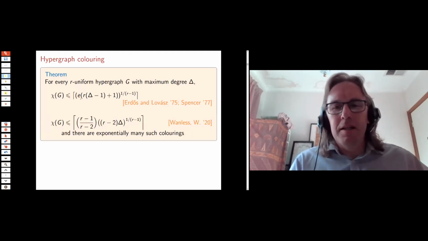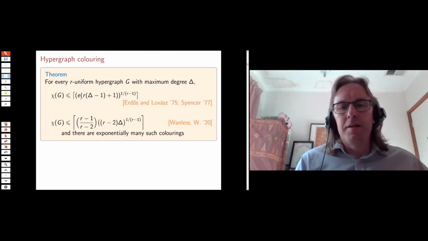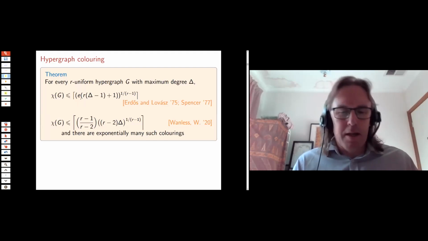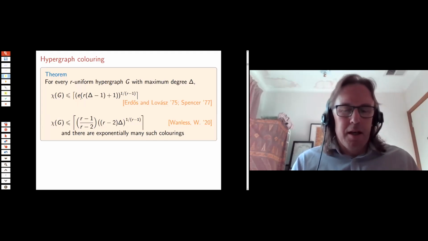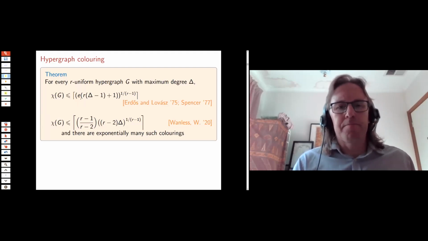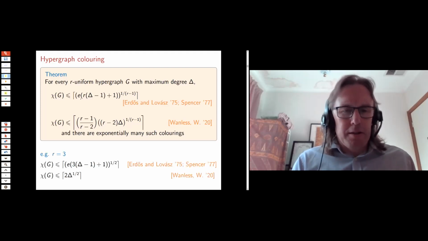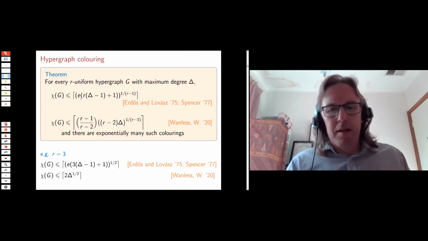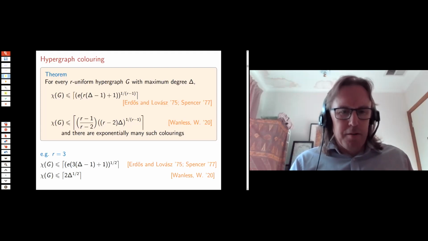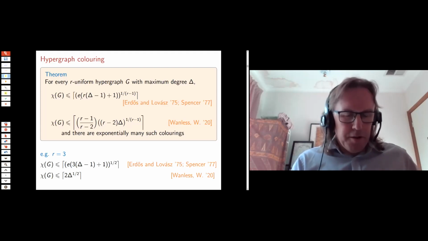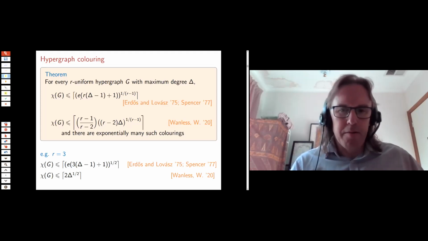Okay, so what did Ian and I do? Well, we showed this slightly better bound. It's a very small improvement, but it is a small improvement. The exponent 1 divided by r minus 1 stays the same. That can't be avoided, but the constant in the front here is slightly better. And as a bonus, you get exponentially many such colorings. Just to illustrate the improvement in the constant, it's best when r is small. For example, when r is 3, the constant in the first result is √3 times e, but in our result, the constant there is 2, which is obviously slightly better.